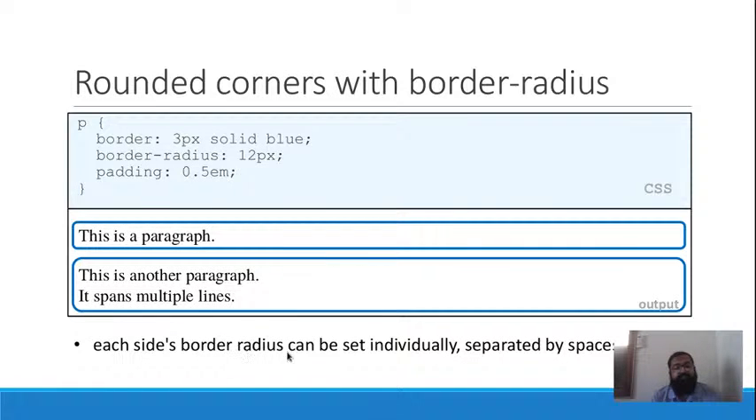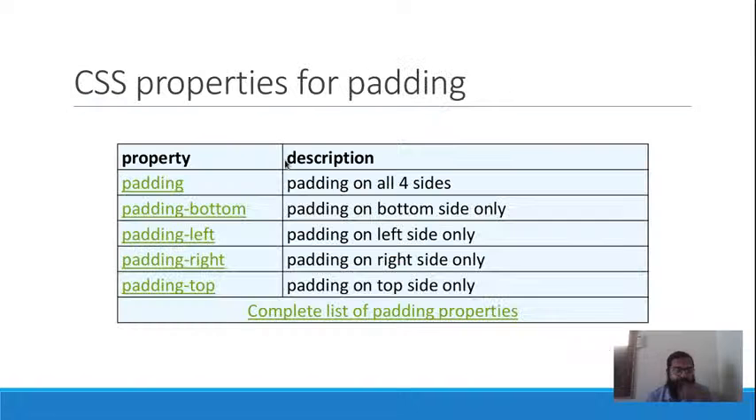So each side's border radius can be set individually, separated by spaces. So you can actually set the border radius separately for the different sides as well, and you need to just separate with a space. So if you have multiple values like 3px solid blue, you will specify 12 pix space, 5 pix, etc.